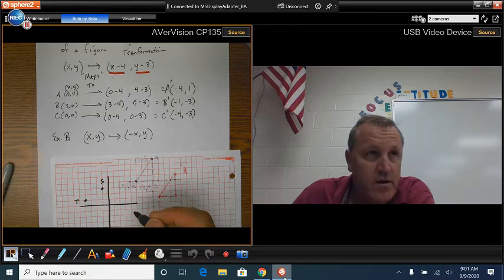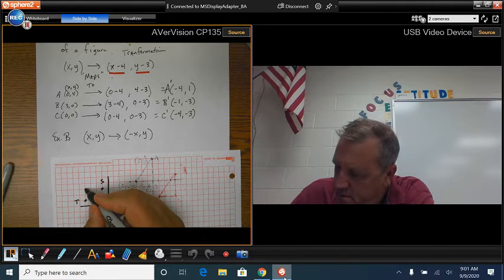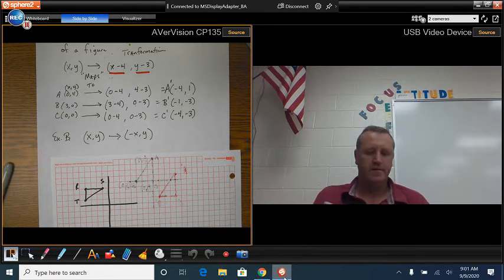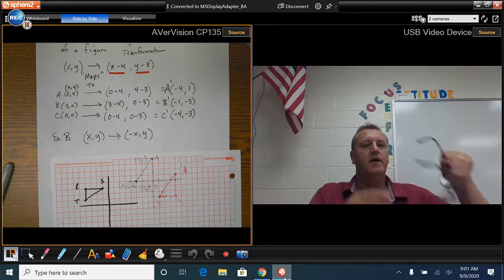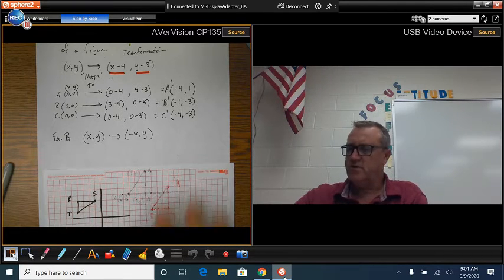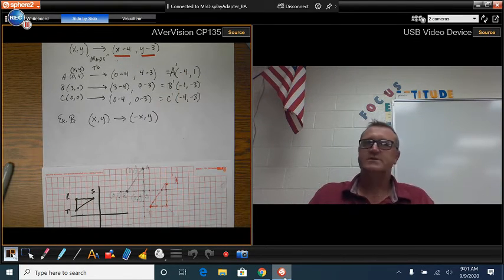R is -4, +3. There's R. Okay, so we've got a right triangle, it looks like. Right there, is that right, Waymaker? All right, so there's the triangle. So now let's go ahead and apply the transformation, step by step, and it's a piece of cake. Don't get ahead of yourself.